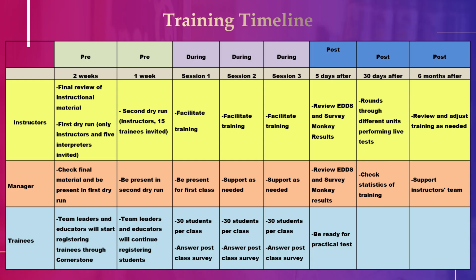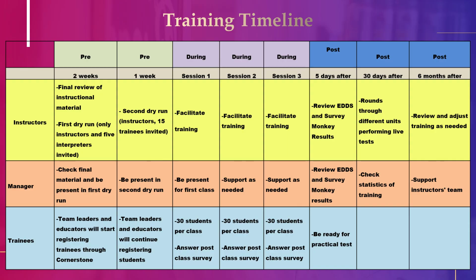In the training timeline, we are going to have the final review of the instructional material 2 weeks before the first class. Then we have a first dry run with only instructors, 5 interpreters that are not instructors that are invited, the manager, and the team leaders. Then 1 week before the start of the training, we are going to have a second dry run, which will be 15 trainees that are invited.